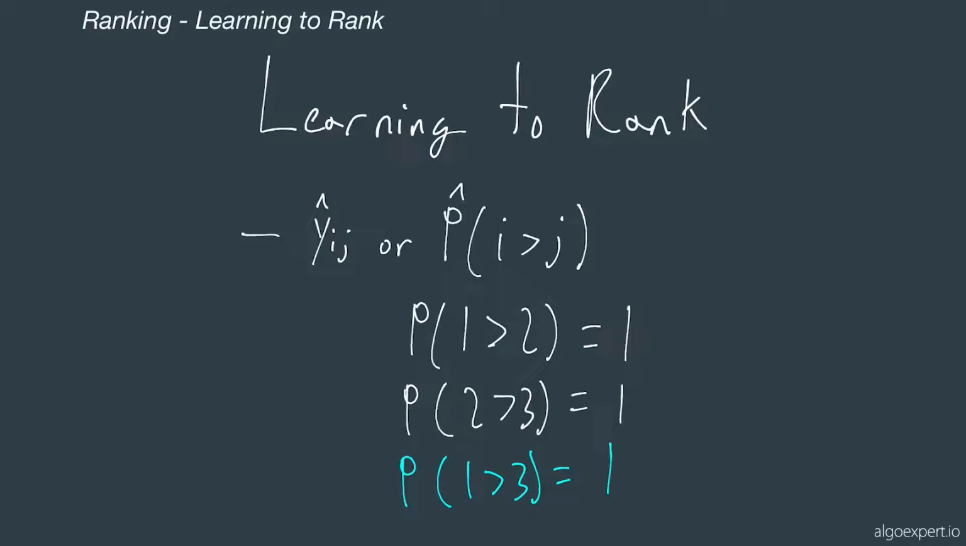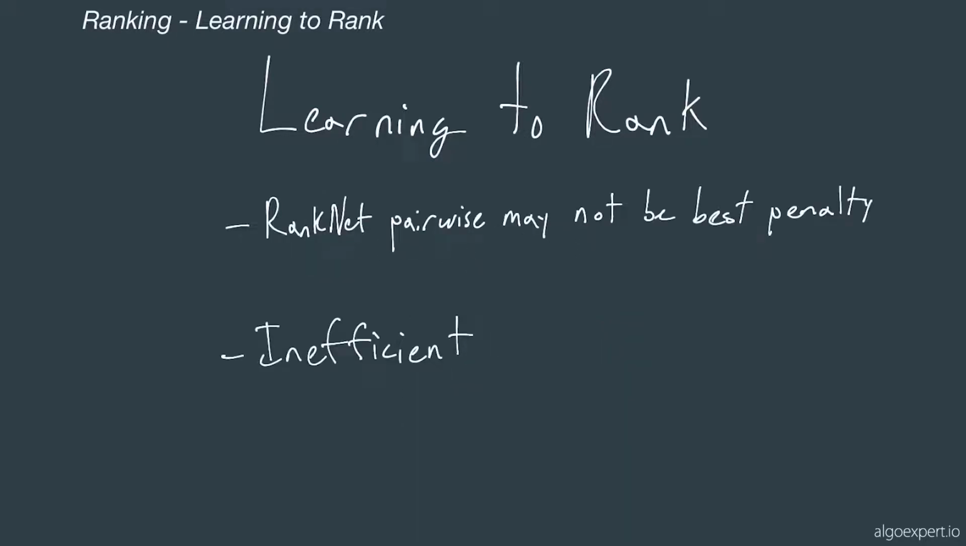So how can we improve this model? Well, 1, RankNet pairwise may not be the best penalty. All this means is that we may want to consider more than just 2 documents at a time when trying to rank all of the documents. 2, it's pretty inefficient. For all pairs of documents, let's say that we wanted to rank 10 or 100 documents, we have to put all of those pairs into the neural network and perform stochastic gradient descent on every one.